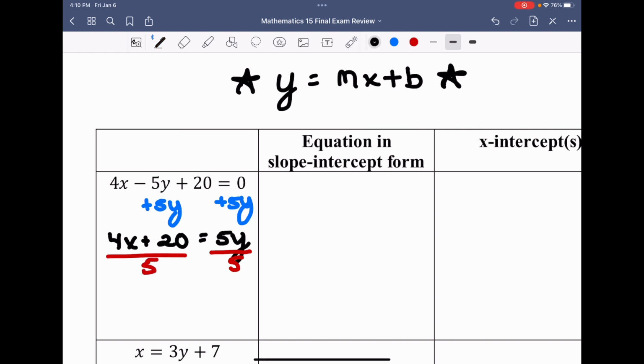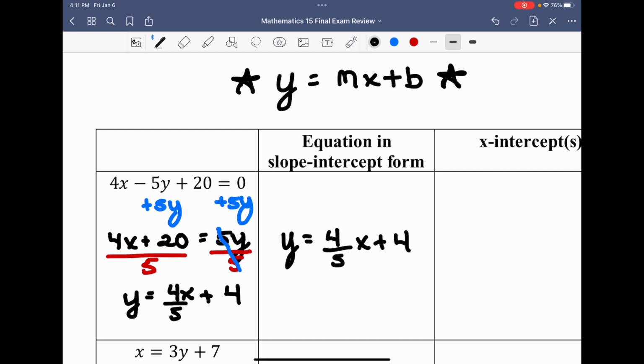When I divide by 5 on both sides, I'm going to get y is equal to, because remember, those 5s go away. They simplify to 1. I get 4x over 5 plus 20 divided by 5 is 4. So now my equation in slope-intercept form is y is equal to 4 over 5 times x plus 4. You could either put that x in the numerator like this or out in front. Either way, it means the same thing.